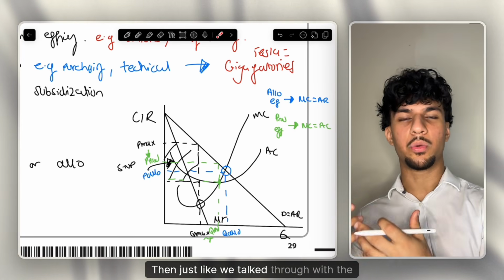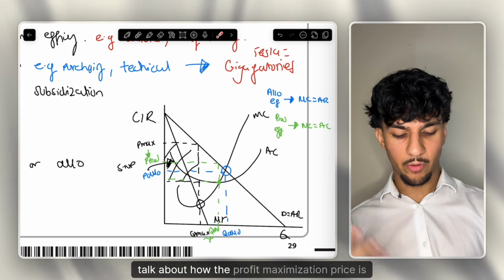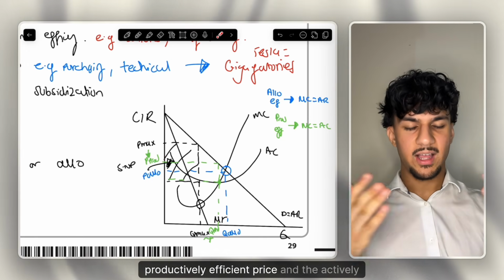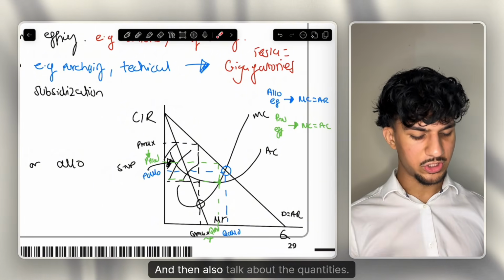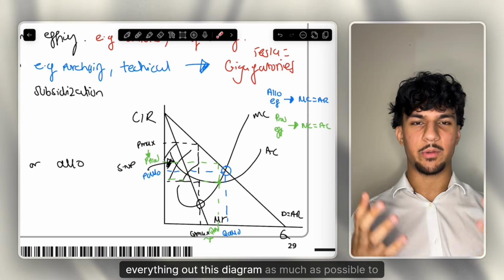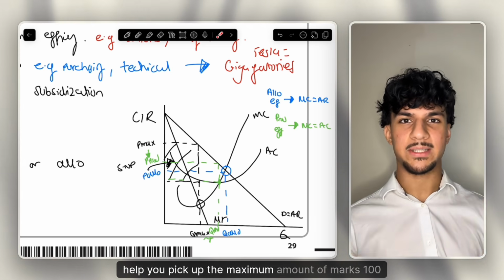Then just like we talked through with the explanation, talk about how the profit maximization price is higher than the productively efficient price and the allocatively efficient price, and then also talk about the quantities. You want to include this diagram and squeeze everything out of this diagram as much as possible to help you pick up the maximum amount of marks.